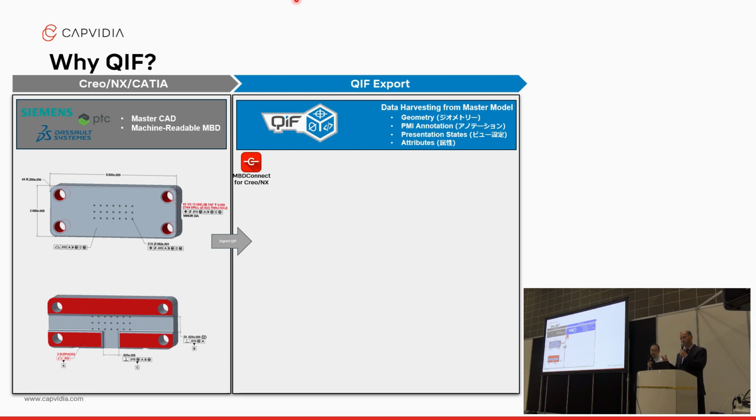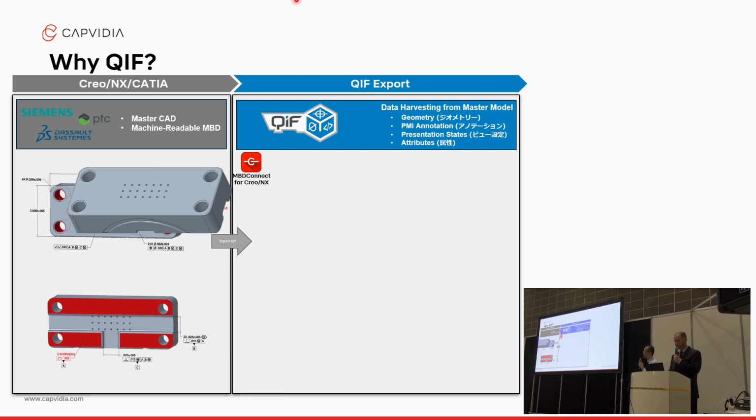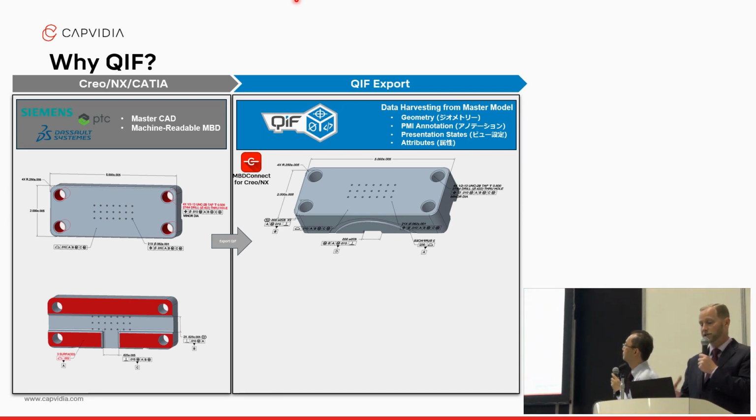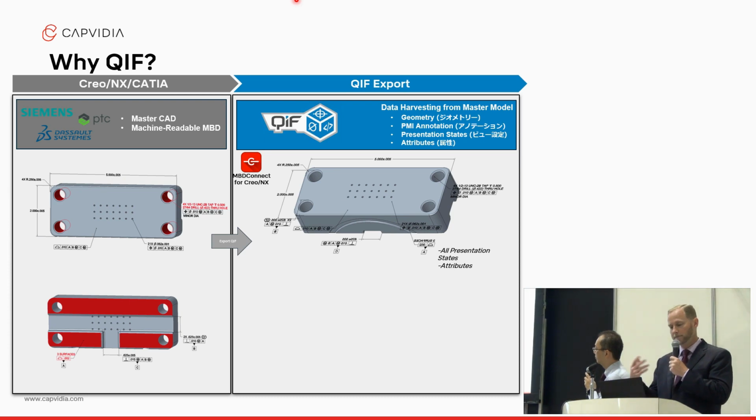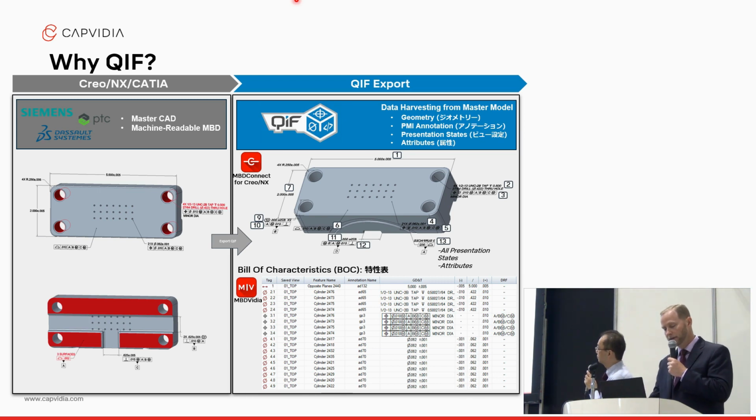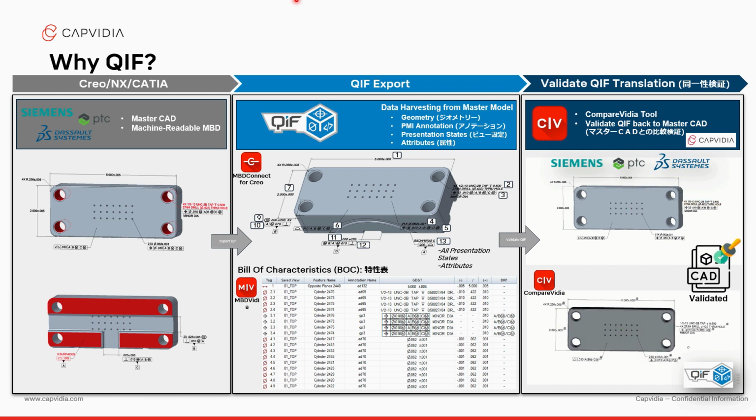we will generate a QIF model that is a derivative model, and it will exactly match the native model with all the 3D annotations. So that means that in the QIF model, we have the model, we have 3D annotations, we have all of the presentation states and saved views, all the attribute data. From there, we can build up this bill of characteristics that I have mentioned a couple times, which is a very important part of the quality planning workflow. With the bill of characteristics, we can assign IDs to all of the PMI, which we call balloons. And of course, this QIF data can be validated to make sure that it matches the native model. And this way you can feel safe with your MBD workflows using QIF models.